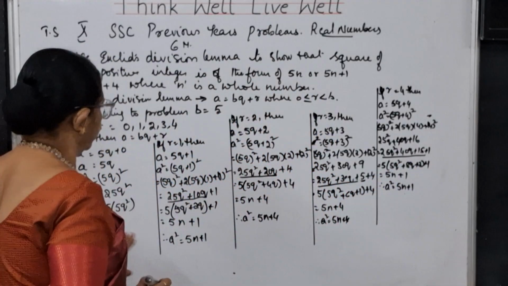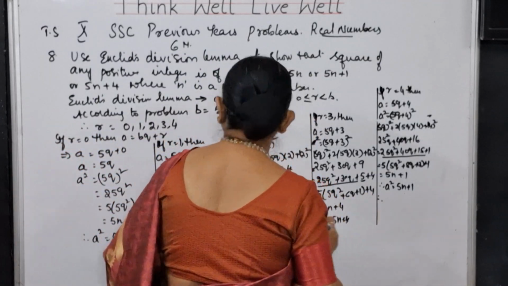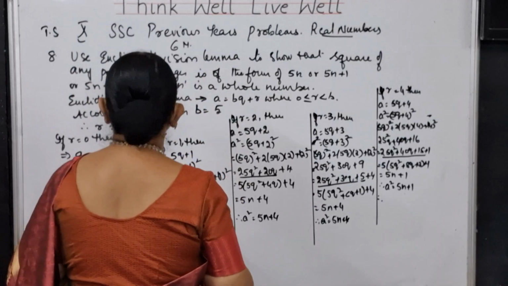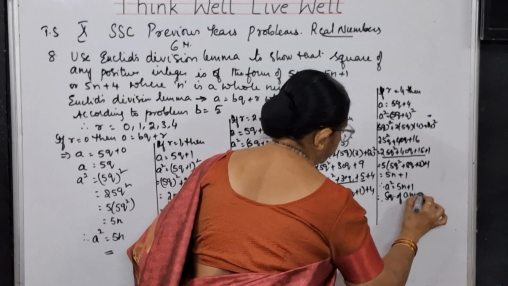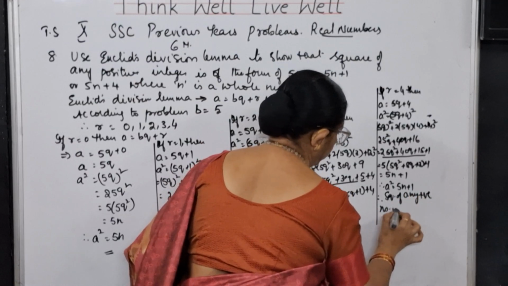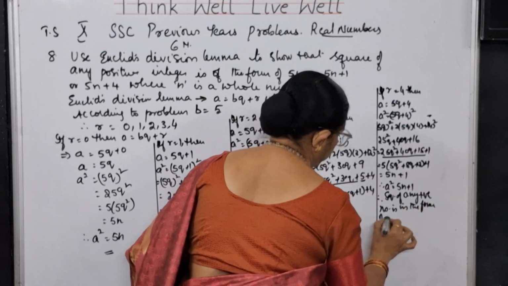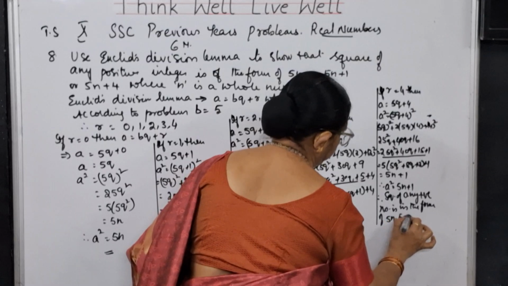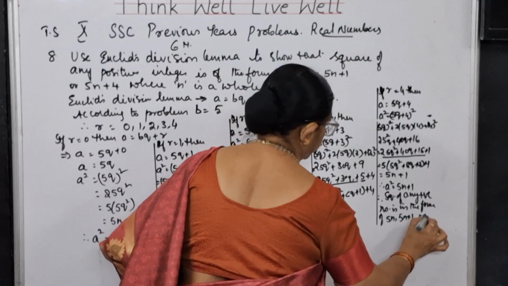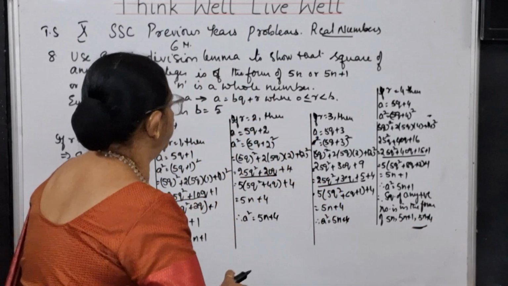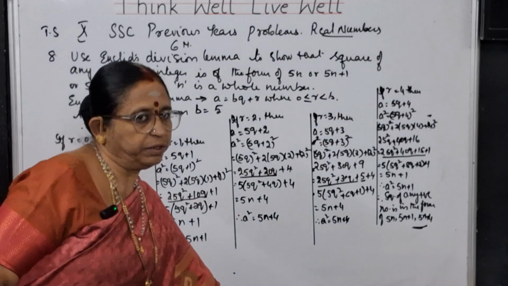So, what did you get from all this? Therefore, what can you say? What does the problem say? You have to show that the square of any positive number is in the form of 5n, 5n plus 1, and what else they have given? 5n plus 4. This is the proof. This is the problem, children. It is for 6 marks. Please go through it.